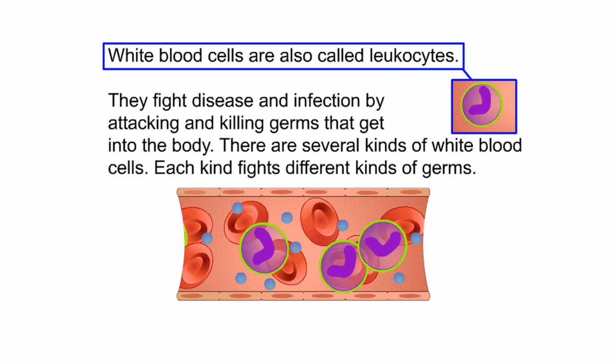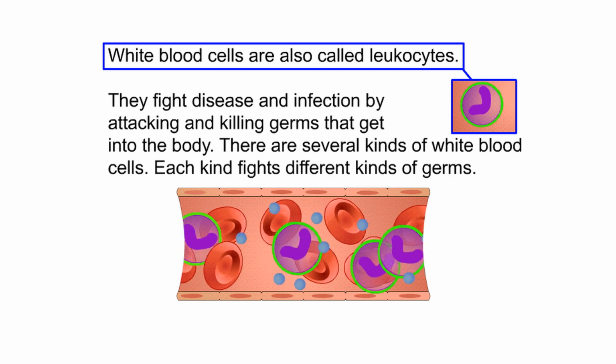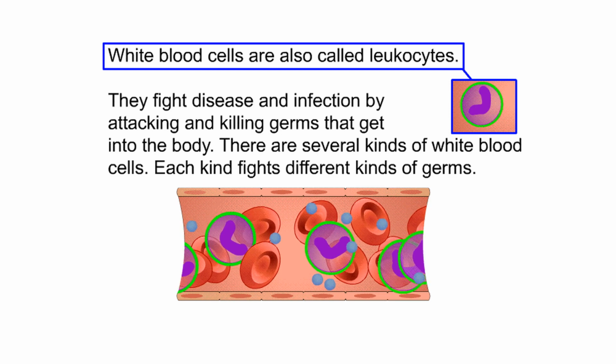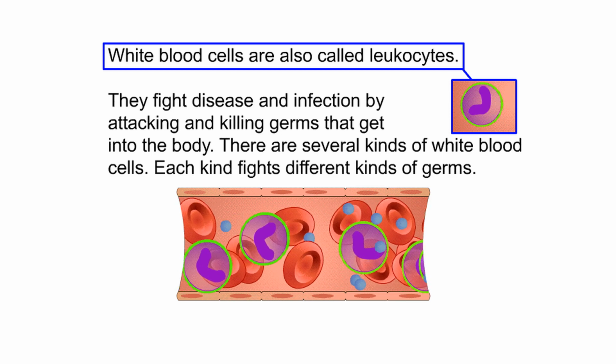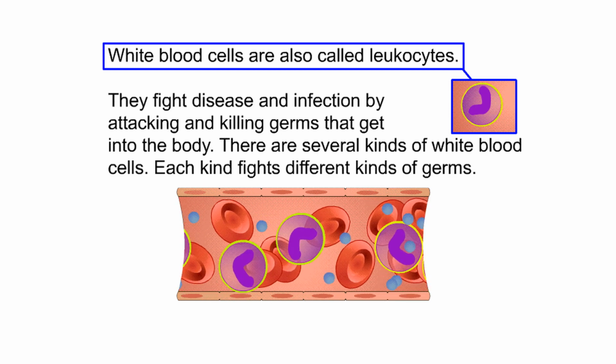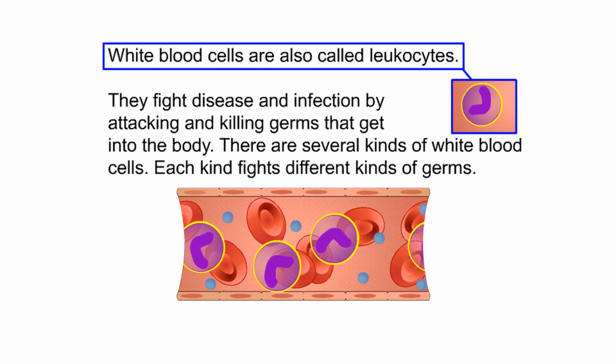White blood cells are also called leukocytes. They fight disease and infection by attacking and killing germs that get into the body. There are several kinds of white blood cells. Each kind fights different kinds of germs.